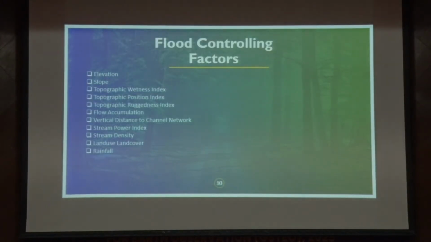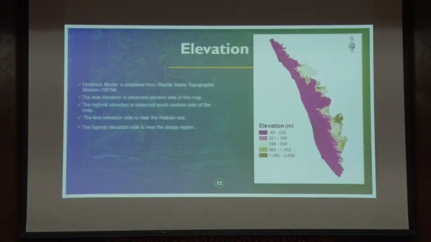These are the flood controlling factors. This is the elevation map. This map is prepared from SRTM, and we can see here that the lowest elevation is observed on the western side of the map, and the highest elevation is observed on the southeastern side of the map.